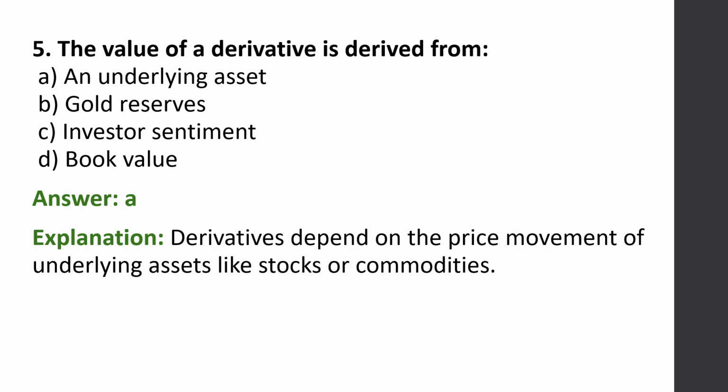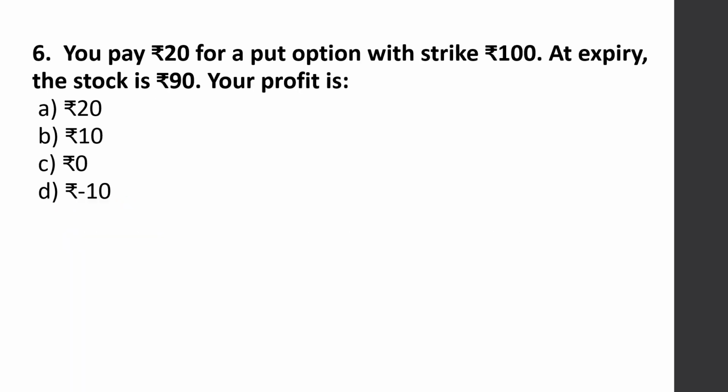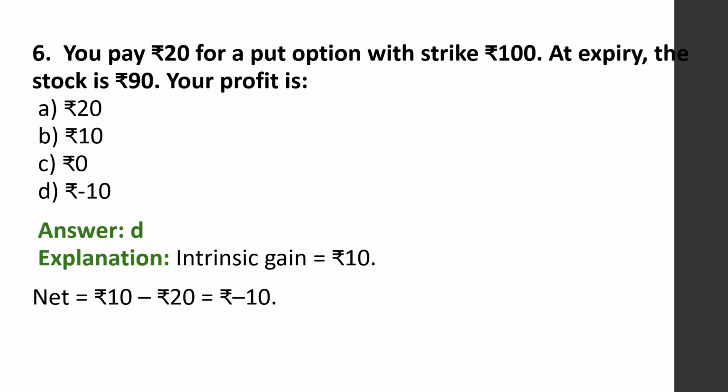Next question. You pay 20 rupees for a put option with strike 100 rupees. At expiry, the stock is 90. Your profit is option A 20 rupees, option B 10, option C 0 and option D minus 10. Correct answer is option D minus 10 rupees. Intrinsic gain is 10 rupees, then net equals 10 minus 20, which is minus 10 rupees.